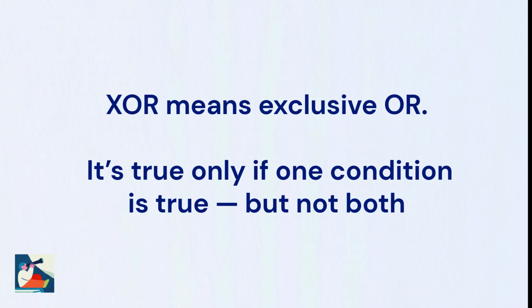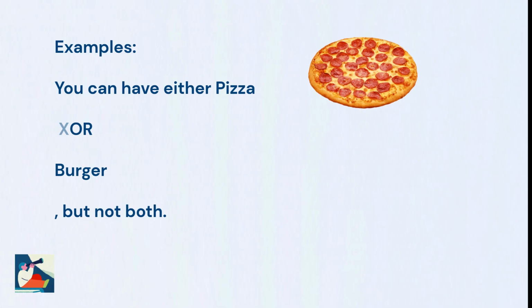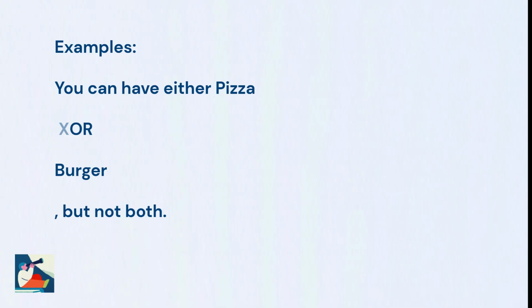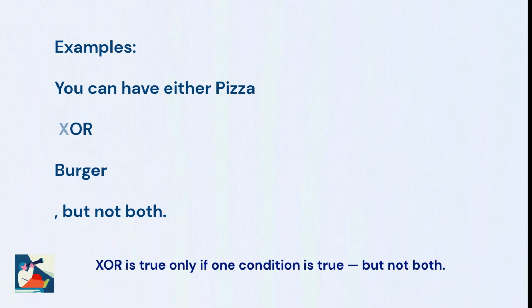Now let's understand the XOR operator. XOR means exclusive OR. It's true only if one condition is true, but not both. For example, you can have either pizza or burger, but not both. The important rule is, XOR is true only if one condition is true, but not both.